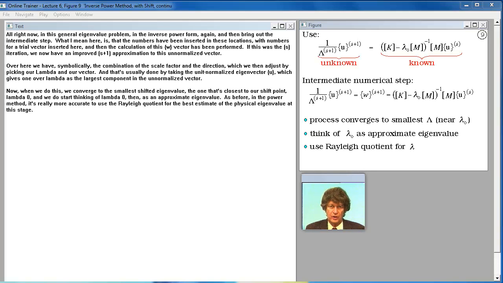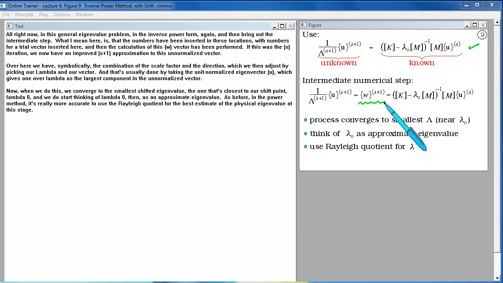I'll write down this general eigenvalue problem in inverse power form again, and then bring out the intermediate step. What I mean here is that the numbers have been inserted in these locations, numbers for a trial vector inserted here, and then the calculation of this W vector has been performed. If this was the S iteration, then we now have an improved S plus first approximation to this unnormalized vector.